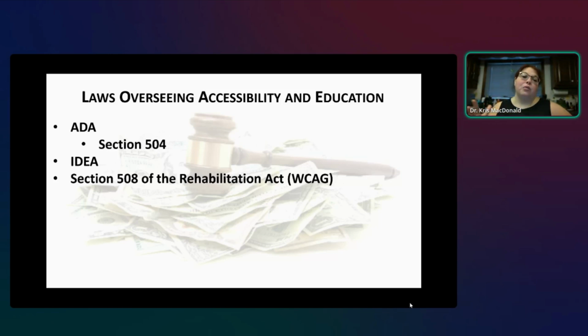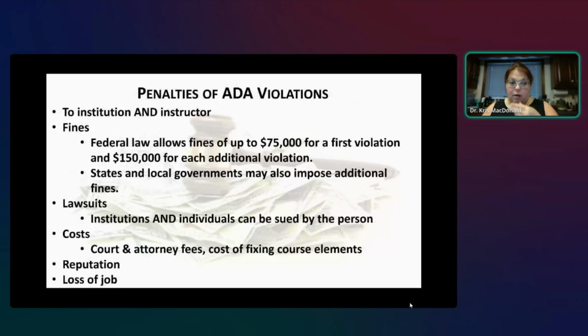So ADA with Section 504, this focuses on higher education. So 504 talks about there needs to be an accessibility services department. There needs to be the ability to give students access to things that they have difficulty accessing because of a visible or hidden disability. So that's the first one we're going to be talking about.